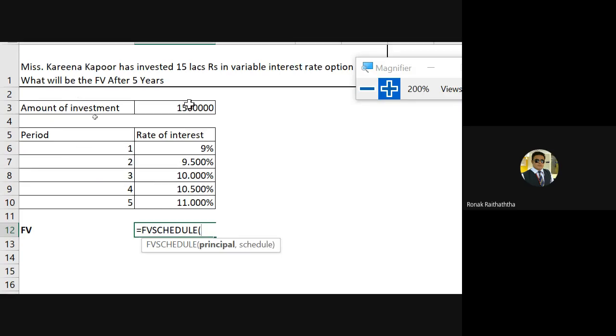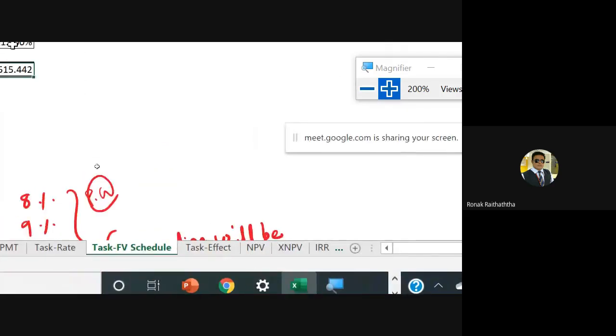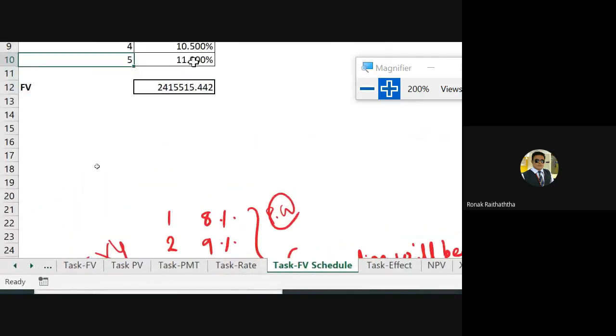So principal is the amount of investment which I am making, which is B3. Now this is a single transaction. She is going to invest in the FD for one period of time, that is just 15 lakh rupees, comma. Schedule is the number of periods starting from the first one to the last one, and we have selected the schedule from B6 to B10, closing the bracket, pressing enter, and we have got the future value.